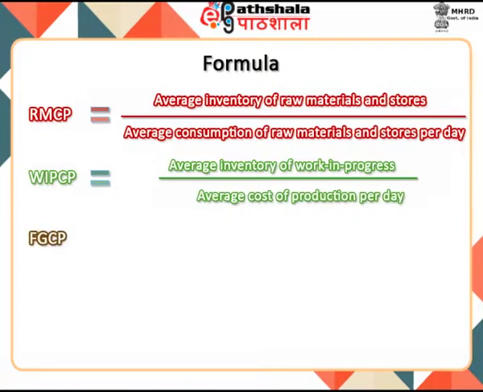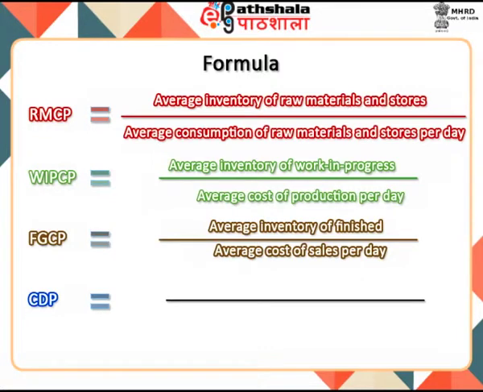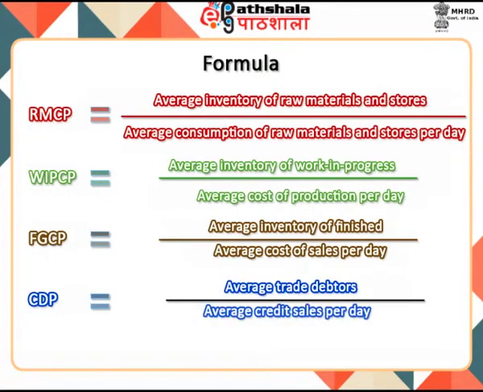Third ratio is finished goods conversion period. It is the average time taken to convert semi-finished goods into finished goods. It is given as the ratio of average inventory of finished goods to average cost of sales per day. The last ratio is debtors conversion period, which means the average time taken to convert debtors into cash. It is the ratio of average trade debtors to average credit sales per day.